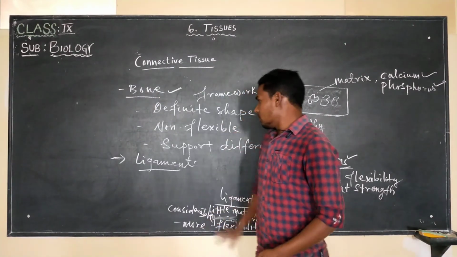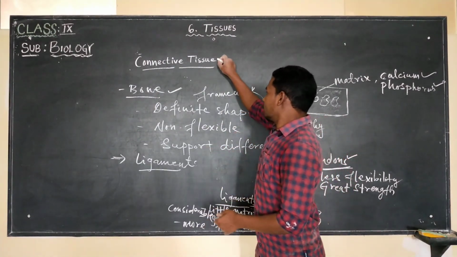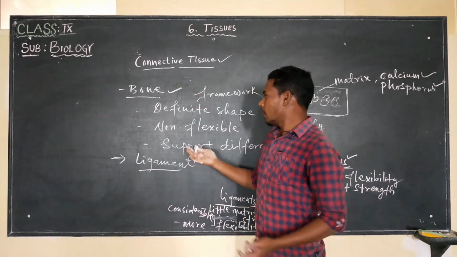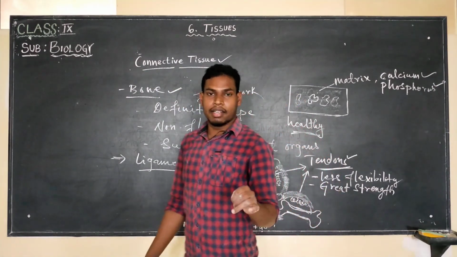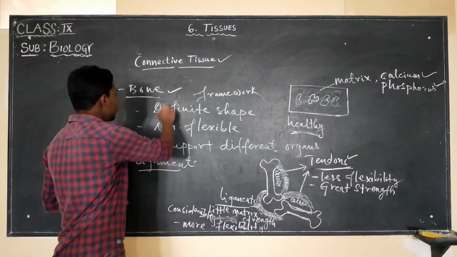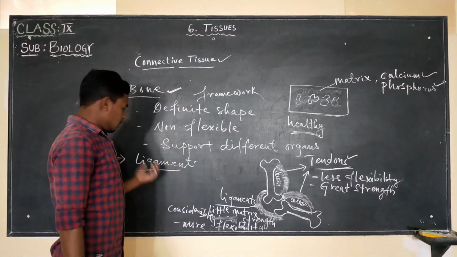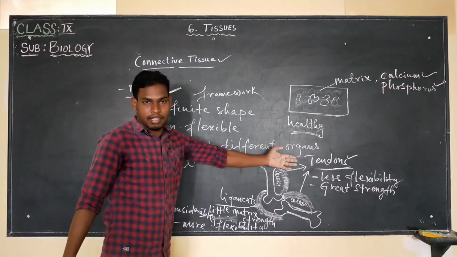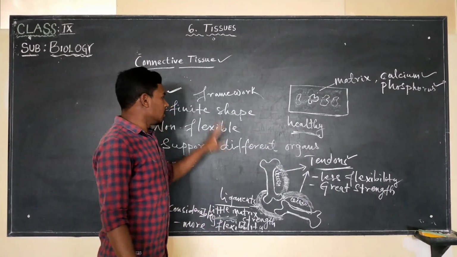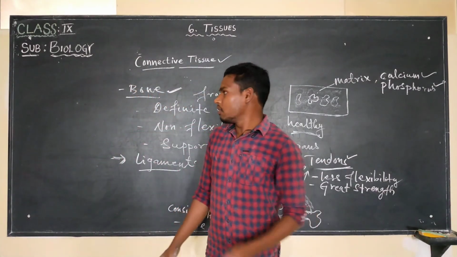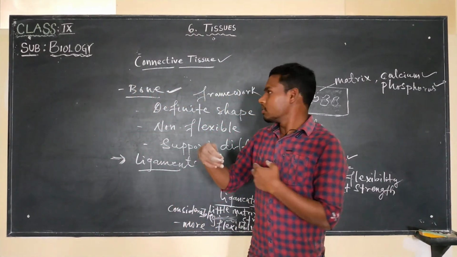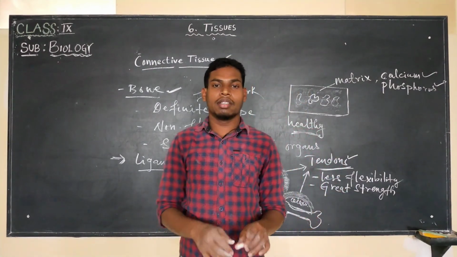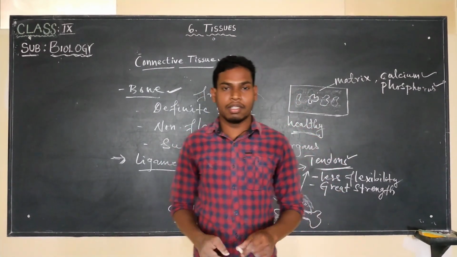Okay, so today we have learned four connective tissues. First blood, second lymph, and the third one is bone, and under bone we studied ligament and tendons. In the next class we are going to see some more connective tissues in detail. Thank you.